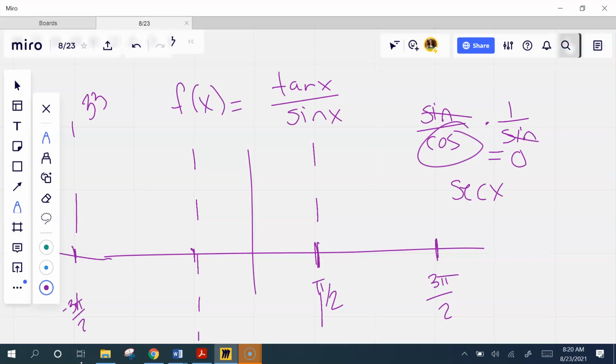Which one does this one look like? Remember, it's either going to start here and go up, or it's going to start down and go up. Which one does this one do? How do you know? How can you figure that out? What's the cosine of 0? We know because we know what this graph looks like.